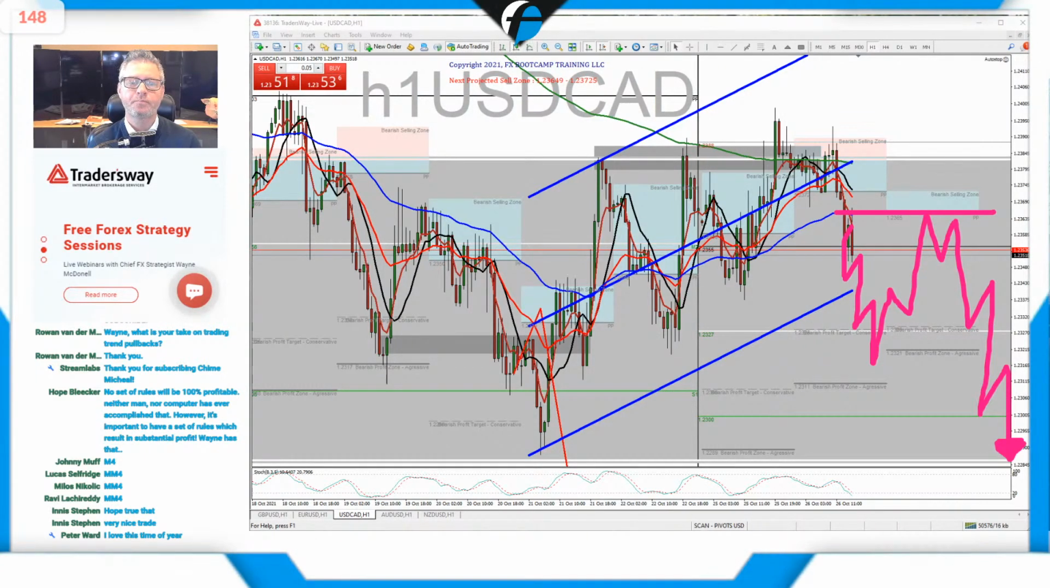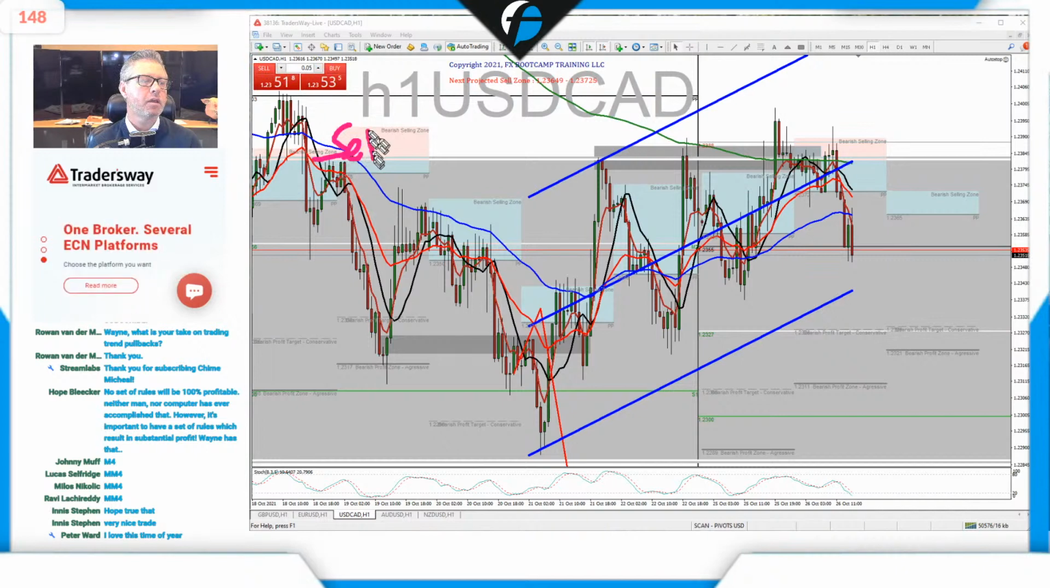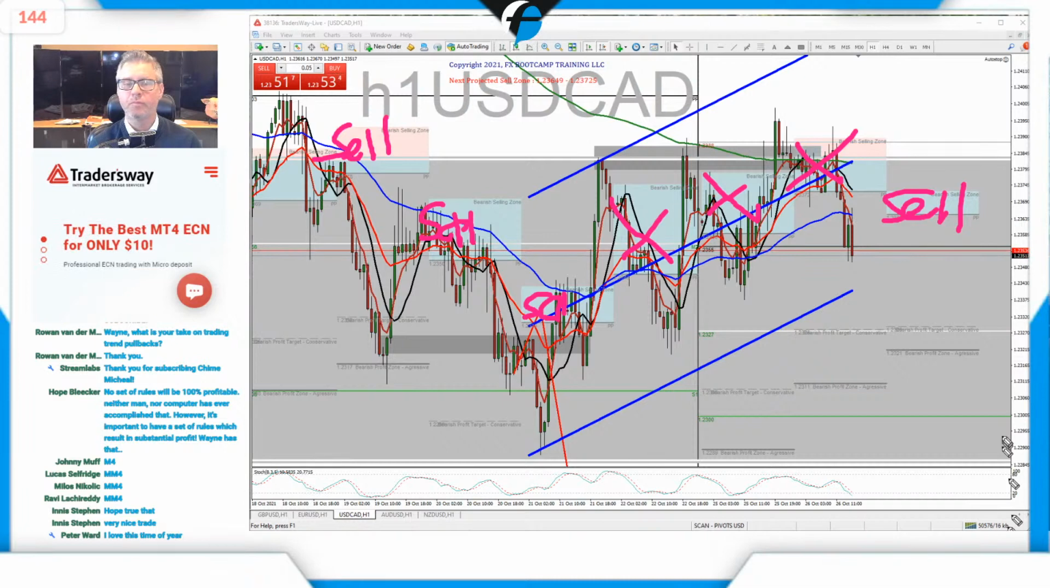Okay. Cool. Notice I only have it set up for bearishness. This says sell. This says sell. This says sell. This says don't sell. This says don't sell. This says don't sell. This says sell. Easy peasy lemon squeezy.